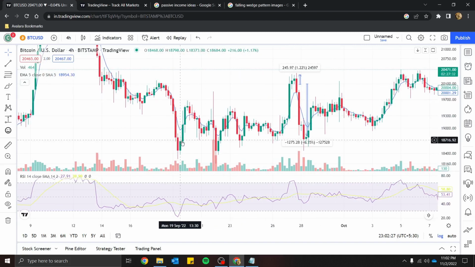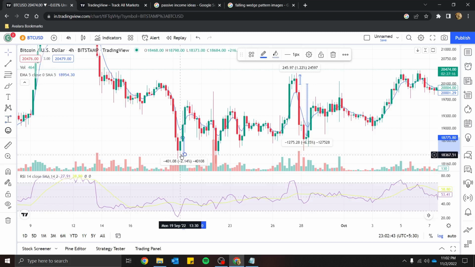Another trade is this one. This is our first candle that is not touching the 5 EMA, and this is the candle which crosses the high of this candle, so we take a trade in the long position. Our stop loss will be the high of the first candle.